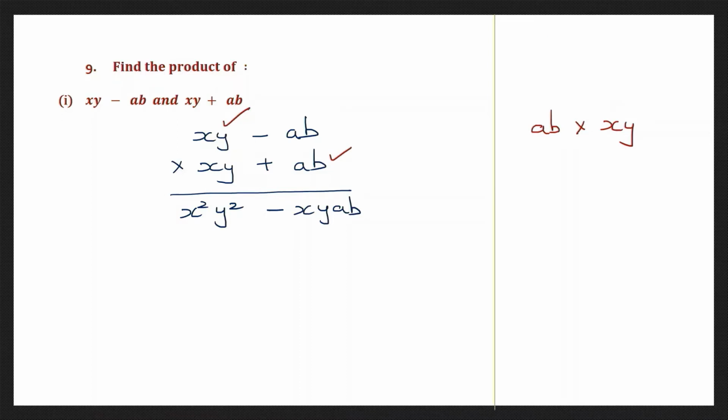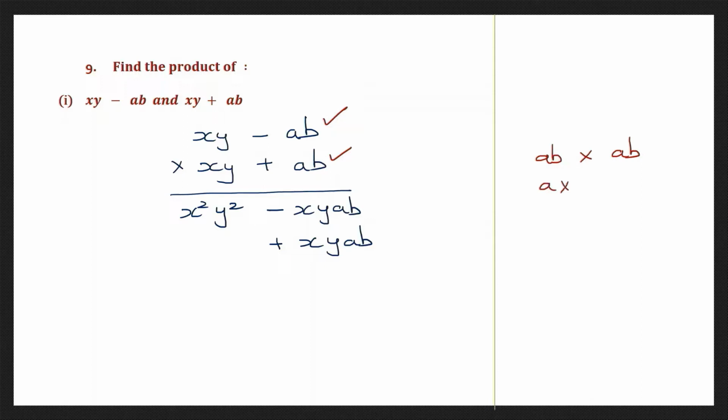Now we go on to ab into xy. So again here we have 1a, 1b, 1x and 1y. So that will be abxy. Okay, so it's the same as what we have written here, xyab. So I'll put it in that same order. This is plus xyab.